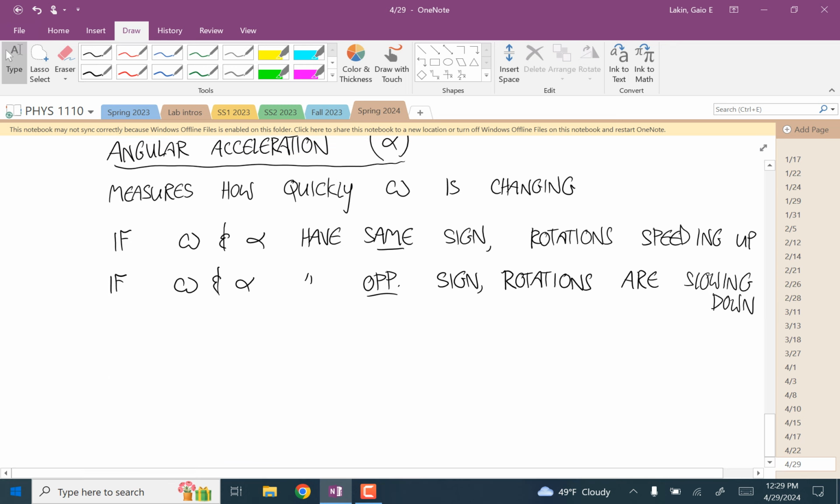Just like with angular velocity, every point on a body has a different tangential acceleration.